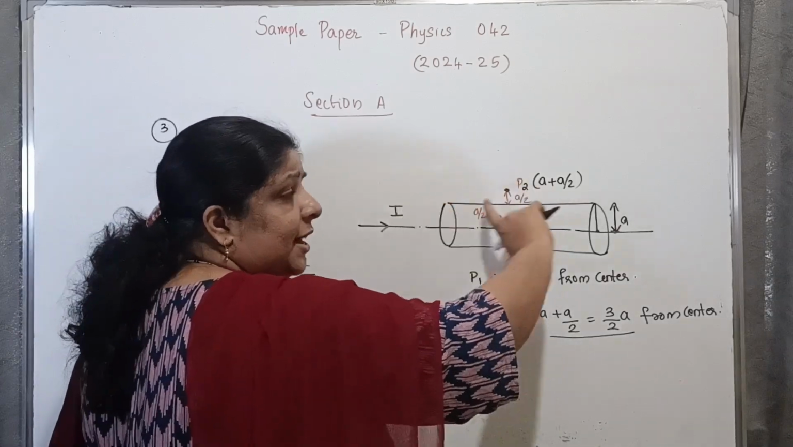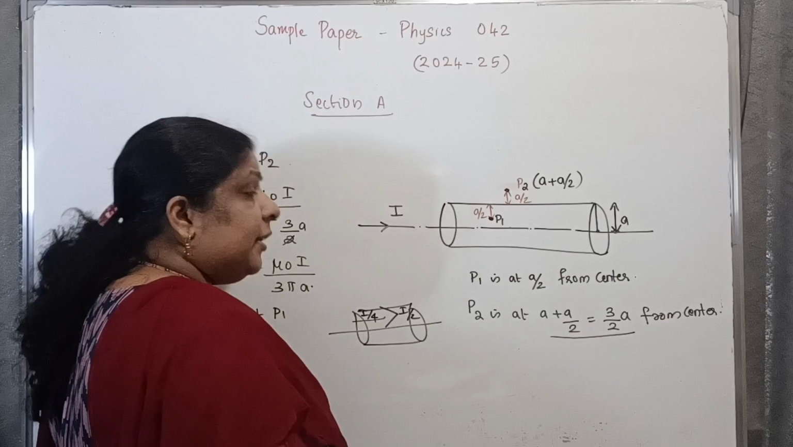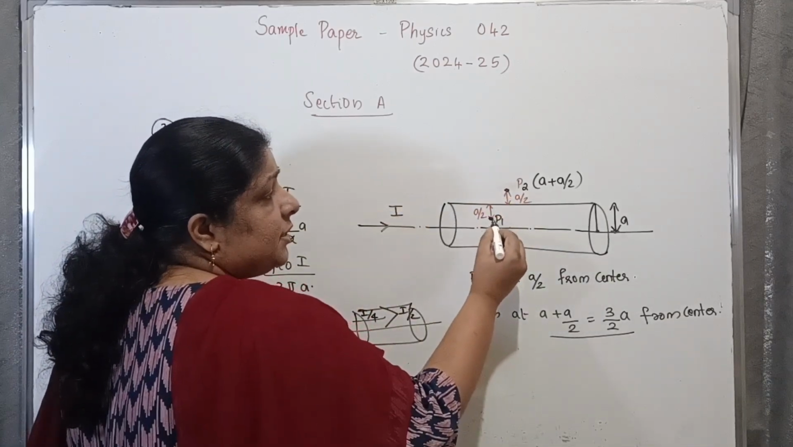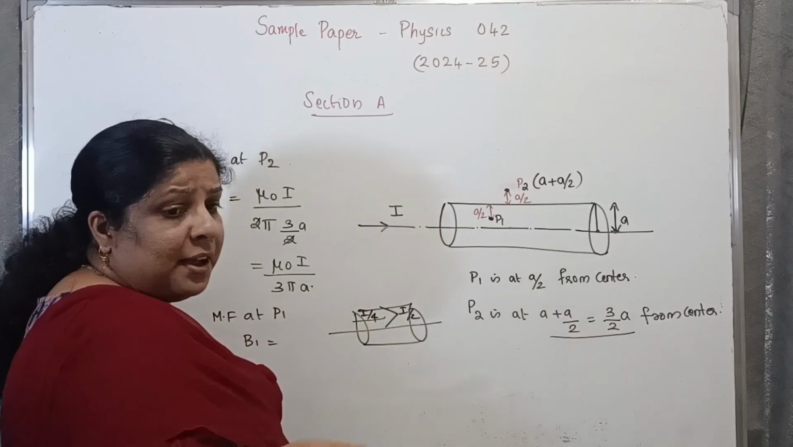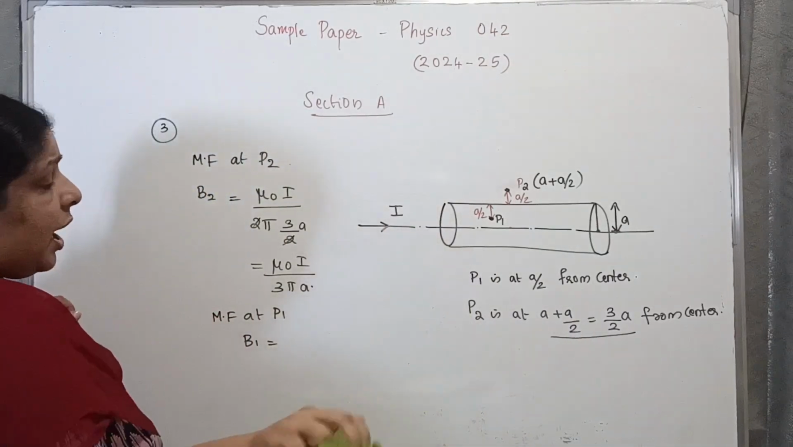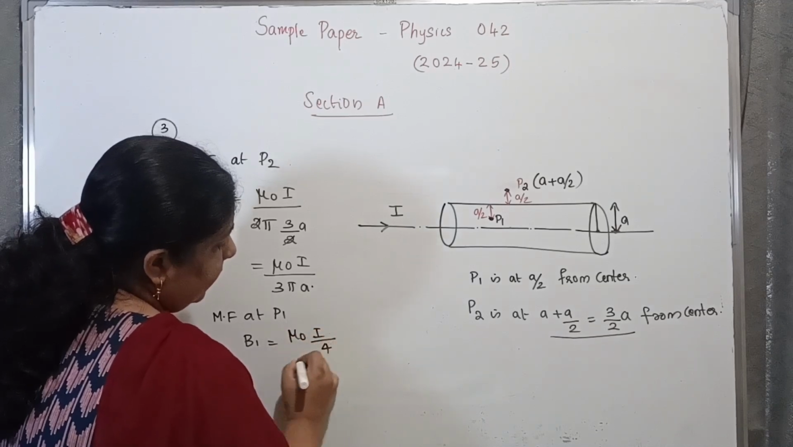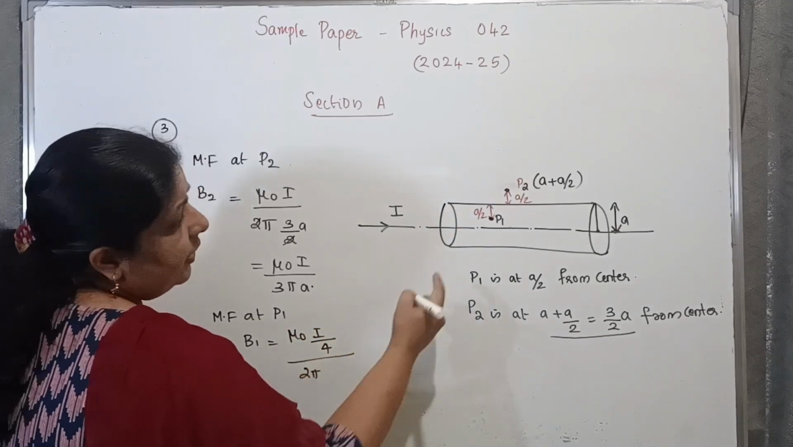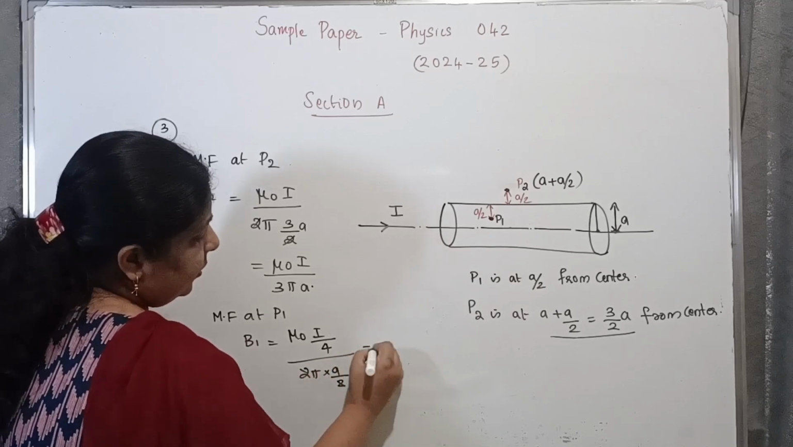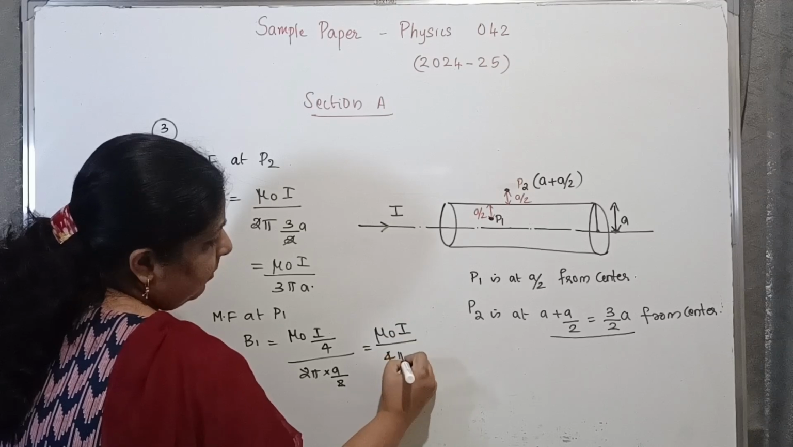Whereas for P2, the entire current is there, so magnetic field will be due to the entire current. For P1, what is that current? It is only the I by 4. One fourth of the current only will be flowing. So mu 0 I by 4 by 2 pi and the distance is a by 2. So it will be mu 0 I by 4 pi a.